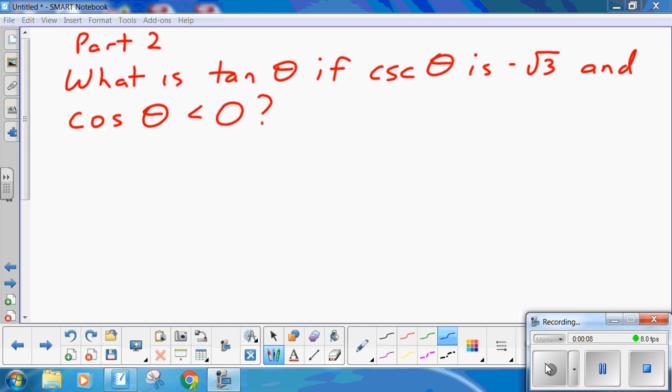Let's do the applications. What's tan theta if cosecant of theta is minus root of 3 and cos of theta is less than 0? Typical diploma question. So what is tan theta?